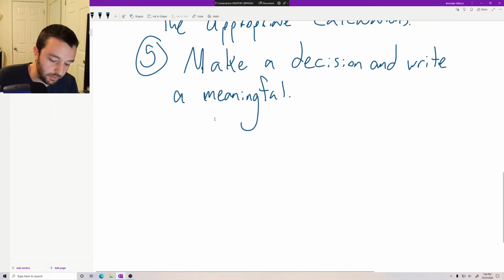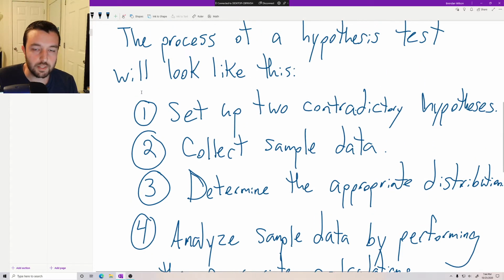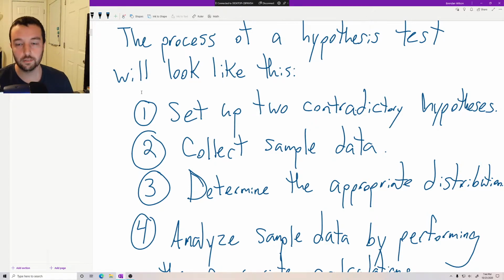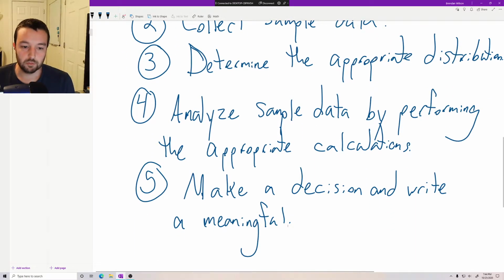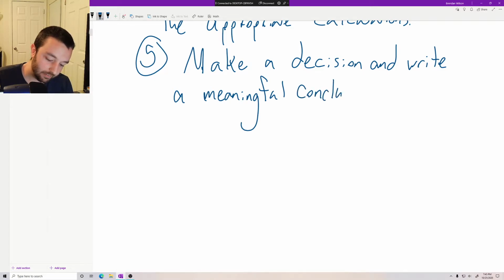All right, so let's actually go into 9.1 now. Well, let me recap this real quick now that I have it written here. So we set up two contradictory hypotheses. I'll define those in 9.1, but we're going to call them the null hypothesis and the alternative hypothesis. We're going to collect sample data, or in the case of the homework problems, it'll be given to you. We're going to determine the appropriate distribution. We'll typically be using the normal distribution and the t-distribution, but theoretically you could use any distribution. We're going to analyze the sample data by performing the appropriate calculations, and then we're going to make a decision and write a meaningful, I forgot to write conclusion. Conclusion.